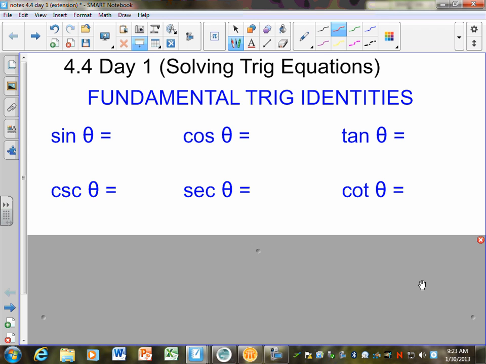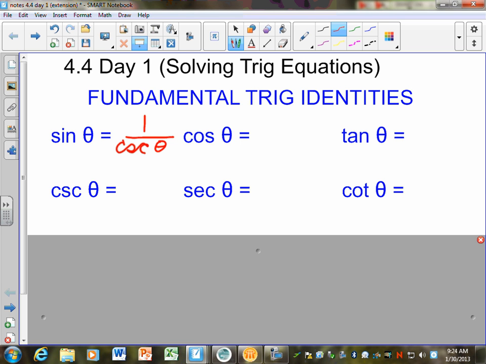So we know that sine, we can write sine as opposite over hypotenuse. We can write sine as y over r. If it's a unit circle, we can write it as just y. We can write it lots of ways. But I could also write it in terms of cosecant. If sine and cosecant are reciprocals of each other, do you agree that I could also say sine of theta is the same as 1 over cosecant of theta? Do you agree with that statement?